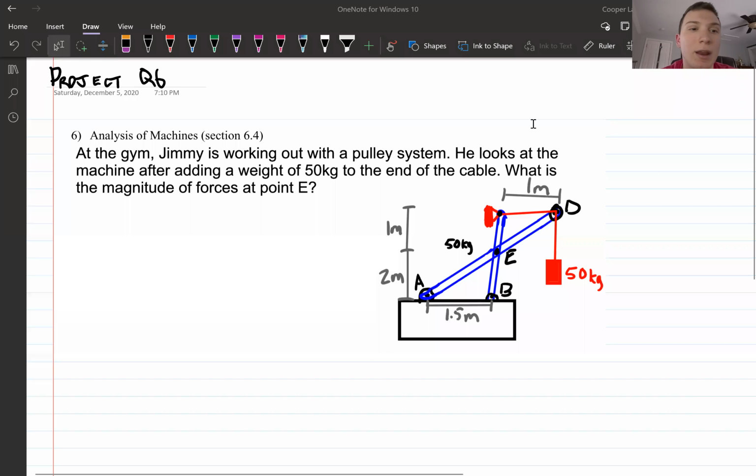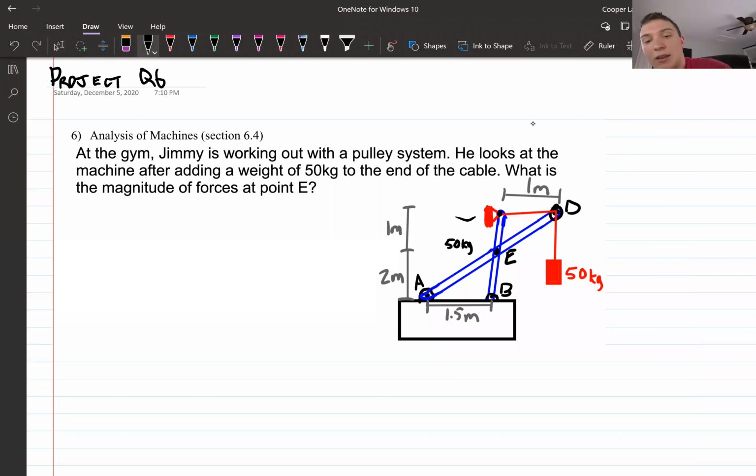Okay, so now we have question 6, analysis of machines, or section 6.4. So the question is, at the gym, Jimmy's working out with a pulley system. He looks at the machine after adding a weight of 50 kilograms to the end of the cable. What is the magnitude of forces at point E? Now keep in mind, he has not yet actually done any lifting, so he's not adding any force. He's not adding any force in this direction yet. It's completely empty there.